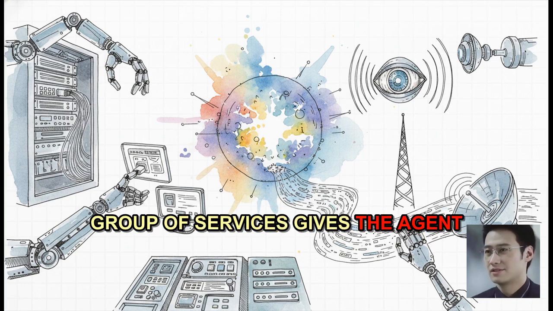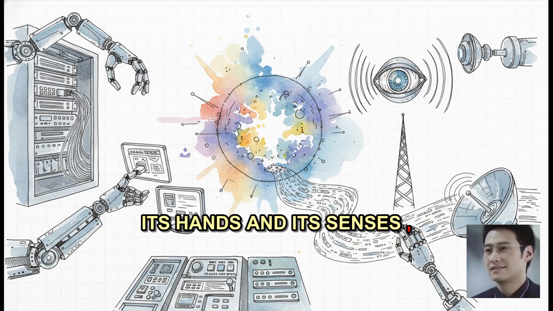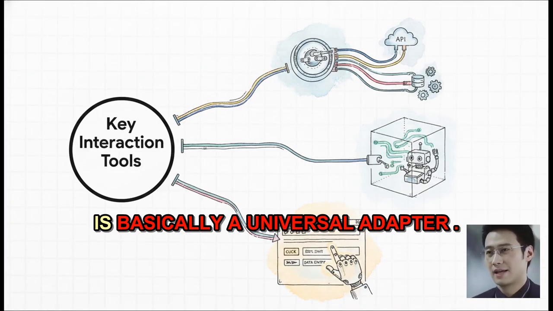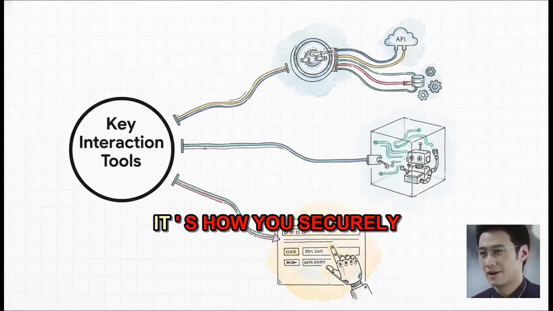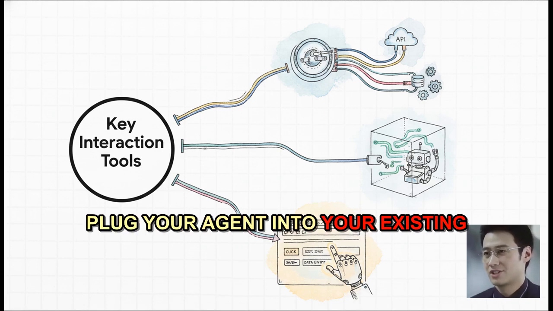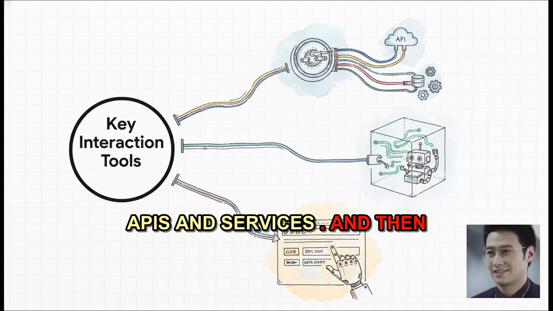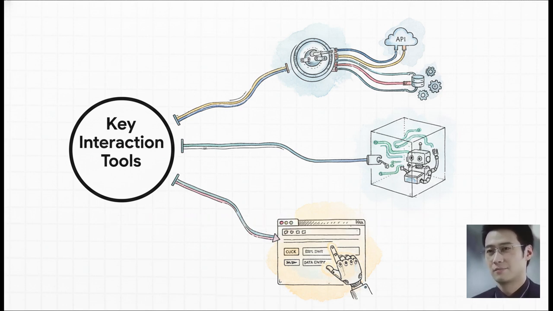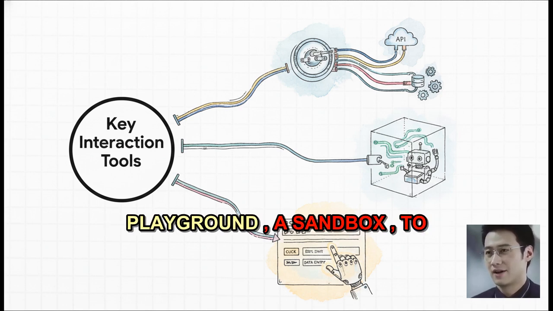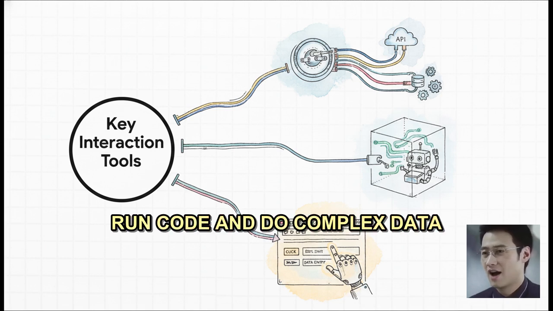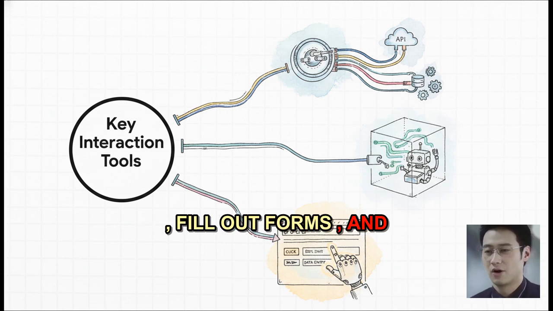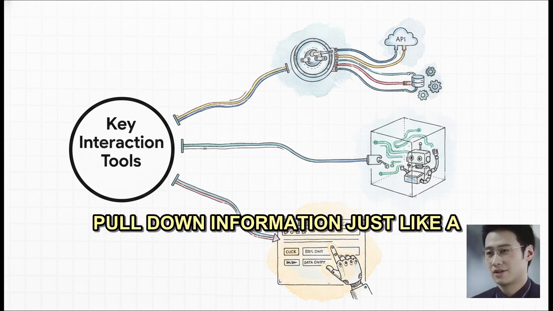This next group of services gives the agent its hands and its senses, letting it connect to all your data and tools. The gateway is basically a universal adapter. It's how you securely plug your agent into your existing APIs and services. And then you get these amazing built-in tools. The code interpreter gives the agent a safe little playground, a sandbox, to run code and do complex data analysis. And the browser lets it browse websites, fill out forms, and pull down information just like a human would.